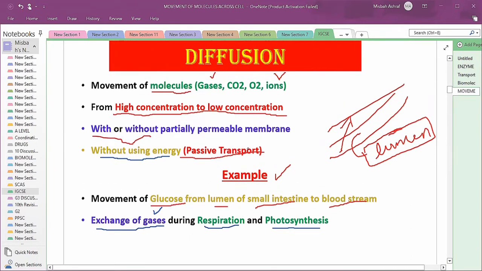Can you give me some other examples of diffusion in living organisms or outside living organisms, in the laboratory, at your home, anywhere? Miss, the mixing of things because of diffusion. Come again, please.